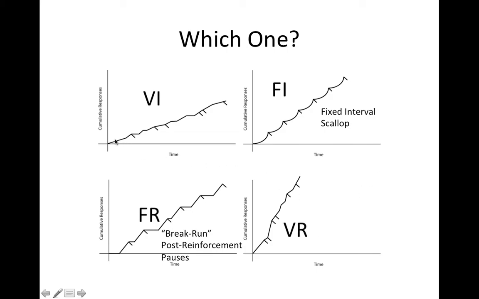The VI schedule tends to produce slow and steady responding. The VR schedule tends to produce higher responding. There can be small breaks, like in the FR schedule, but in this case, generally we get higher responding in ratio schedules than in interval schedules.